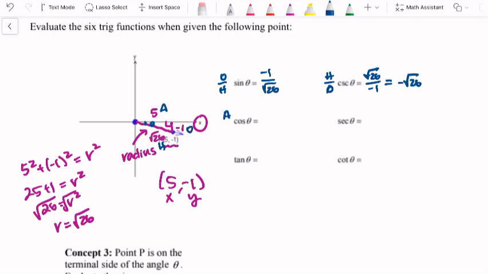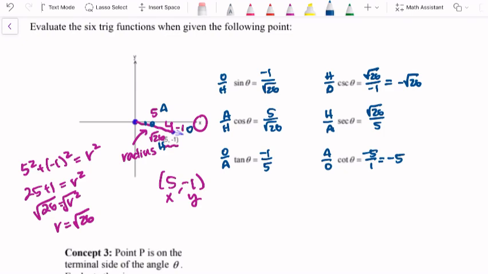Cosine is adjacent over hypotenuse, so that will be 5 over the square root of 26. Secant is the reciprocal of that, hypotenuse over adjacent, so square root of 26 over 5. Tangent is opposite over adjacent, which is -1 over 5. And cotangent is the reciprocal of that, adjacent over opposite, so -5 over 1, which we can call -5.